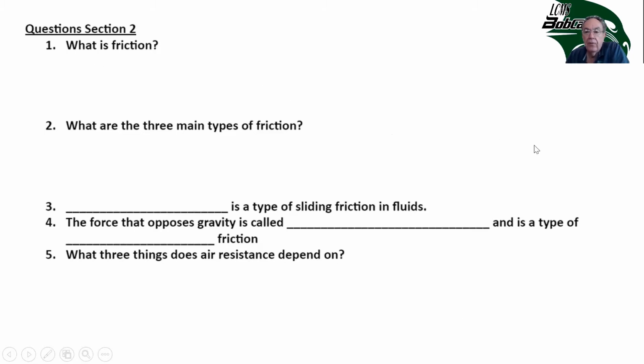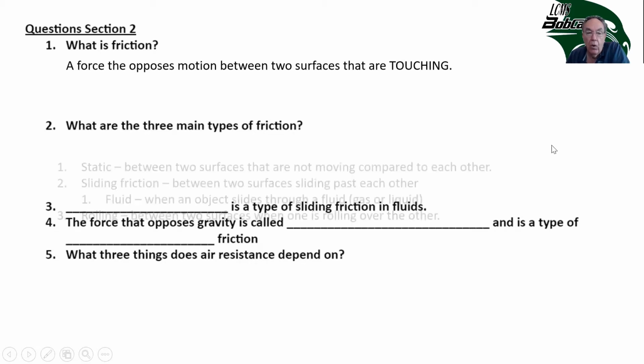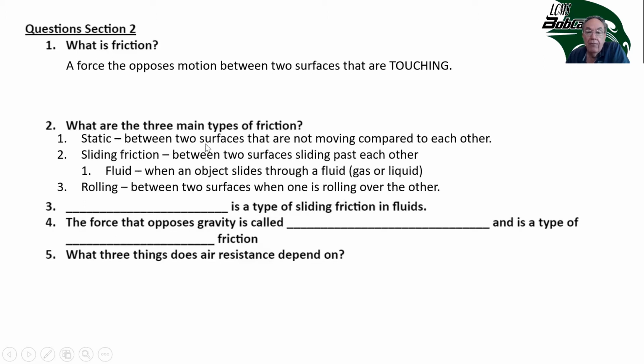The first one, what is friction? Well, friction is a force that opposes motion between two surfaces that are touching. The three main types of friction that we talked about were when it wasn't moving, when it was sliding, and when it was rolling. So static friction is between two surfaces that are not moving compared to each other.